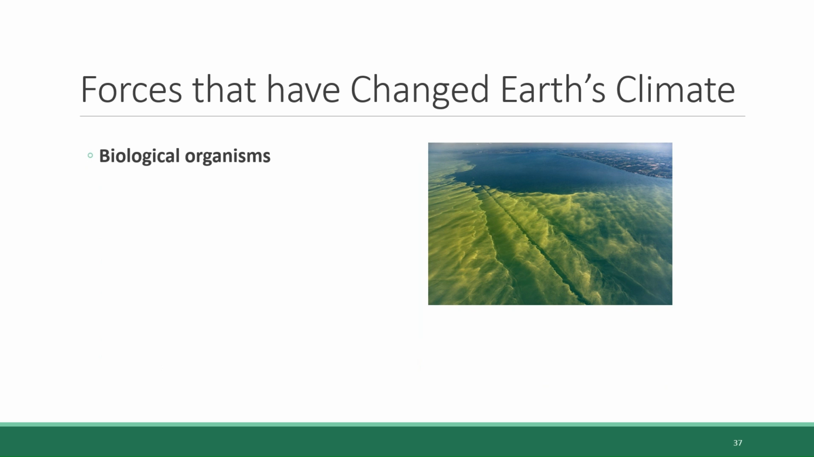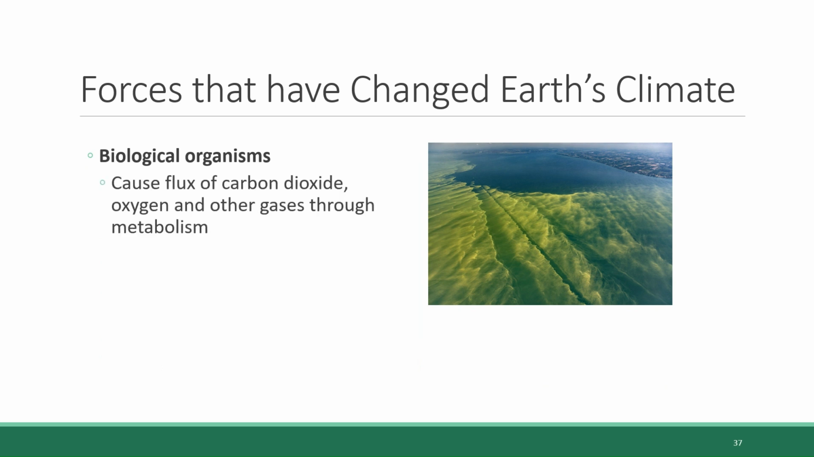And then two other forces that have changed Earth's climate are, first, biological organisms. We've talked about how living things perform metabolic processes that either consume or release carbon dioxide and oxygen. And this does have an impact on the atmosphere. For example, you may remember us talking about the Great Oxygenation Event in previous chapters, where cyanobacteria, who were the first photosynthesizers to evolve on Earth, were responsible for generating the oxygen that we have in our atmosphere today, as well as consuming significant amounts of carbon dioxide in the process.